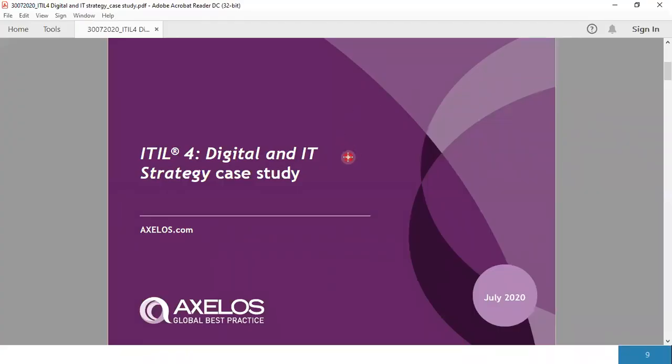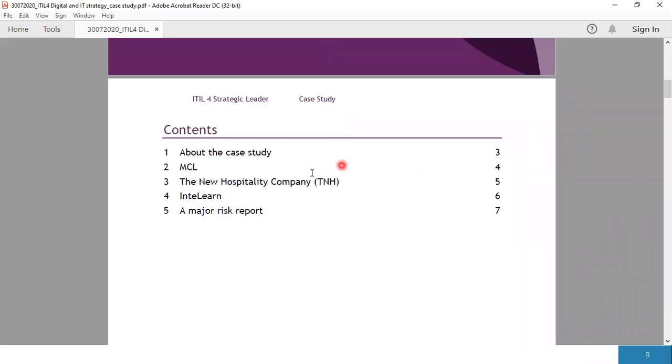Let us now take a quick look into the official case study for the exam, in particular for the assignments to be submitted. This is the ITIL 4 Digital and IT Strategic case study. In this case study, you will see there are 3 companies, MCL, the new hospitality company, TNH, and Interlearn, and there is also a major risk report.